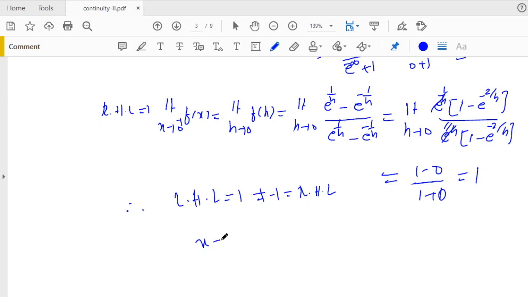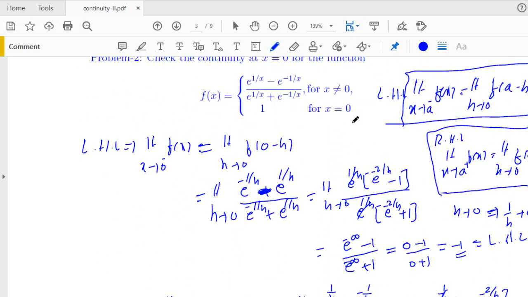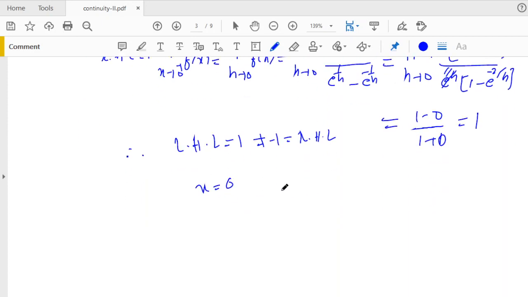Therefore, at x equal to 0, what is the function value? The function value at x equal to 0, f of x equals 1. Therefore, f of 0 equals 1. Therefore, at x equal to 0, f has a first kind discontinuity or jump discontinuity.